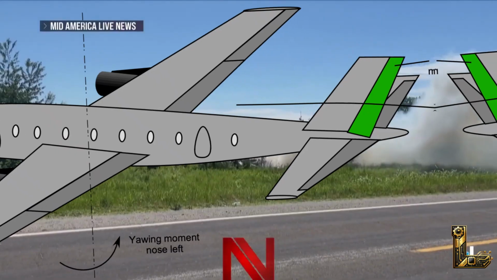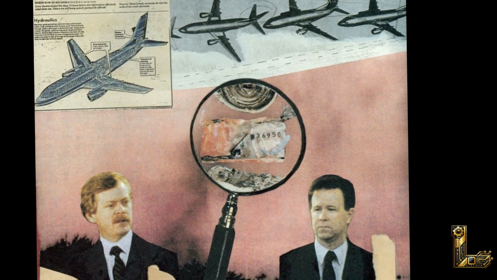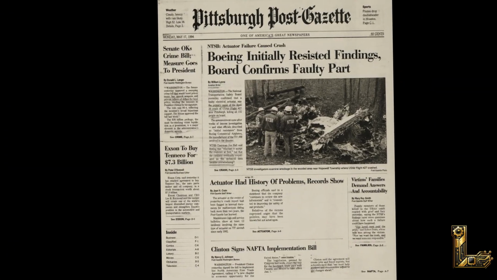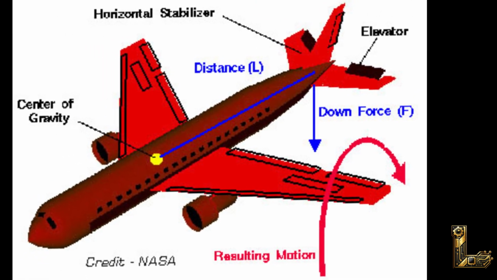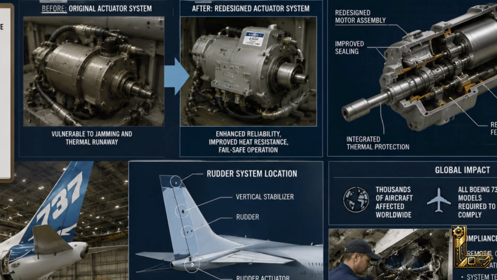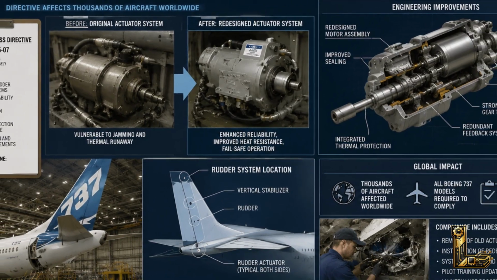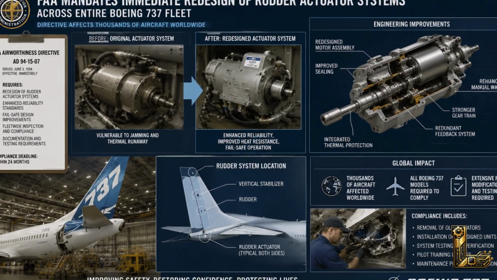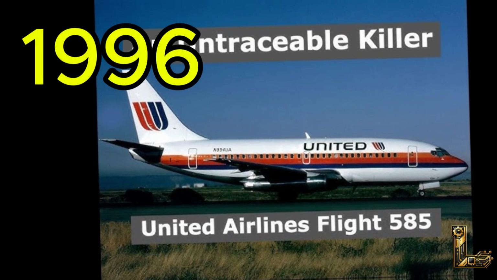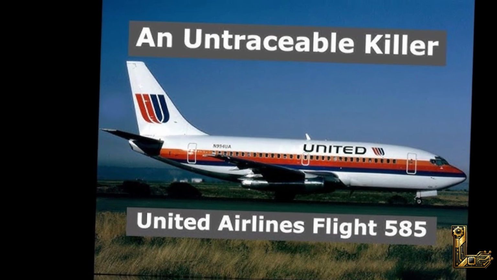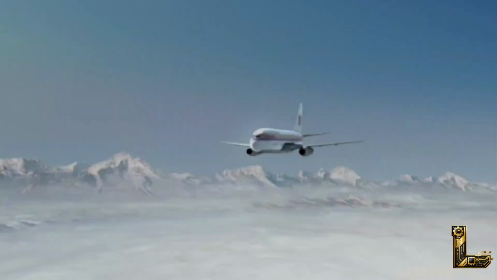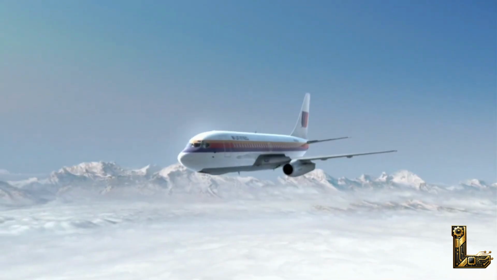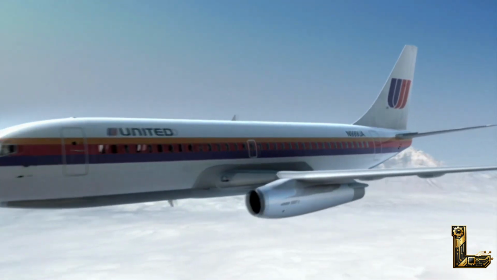The Pittsburgh Post-Gazette covered the investigation extensively, reporting that Boeing initially resisted the findings before the NTSB confirmed the actuator as the primary cause. Following this disaster, the FAA mandated immediate redesigns of rudder actuator systems across the entire Boeing 737 fleet, a decision that affected thousands of aircraft worldwide. Again, in 1996, United Airlines Flight 585 was re-examined, and investigators confirmed a similar rudder actuator issue had caused that crash as well. 2 crashes, same tiny part, hundreds of lives lost.